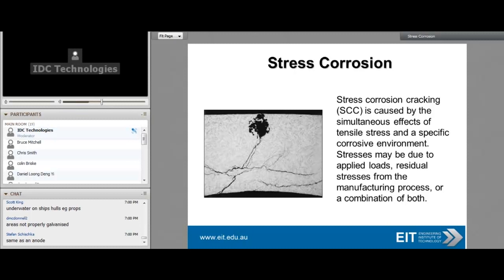Springs, for example: mechanical seal manufacturers, to reduce the cost of producing their mechanical seals, often make the springs out of stainless steel. Now that's fine if you are using them on water that has very, very low chloride content. But if you've got anything with a significant amount of chlorides in it, that spring will crack and fail, and the mechanical seal will ultimately fail.